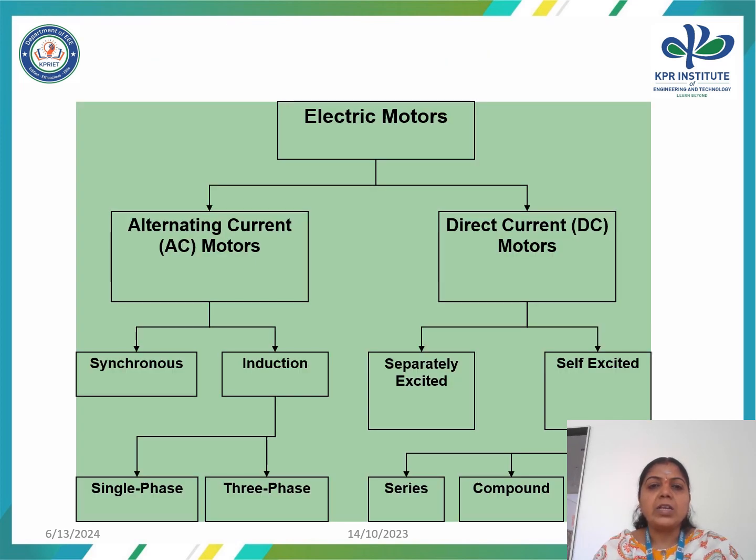On the motor side, there are different types of motors used based on the load requirements. One is the alternating current motor, another is the direct current motor. In alternating current motors, they use synchronous or induction motors. Further, the induction motor can be single phase or three phase, based on the supply. Whereas DC motors are classified into separately excited and self-excited. Again, self-excited motors use series, shunt and compound types.